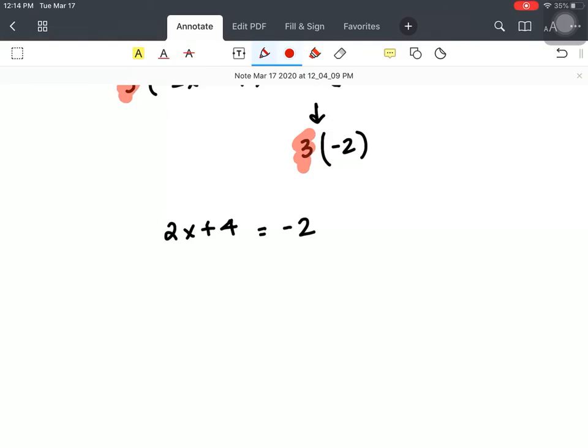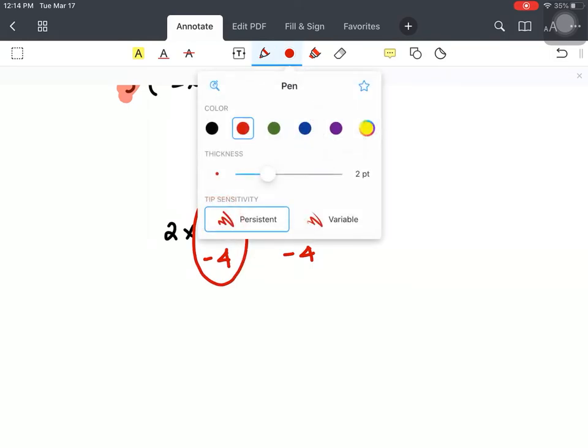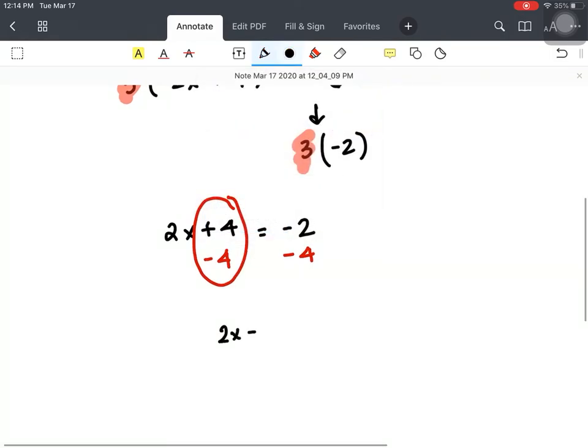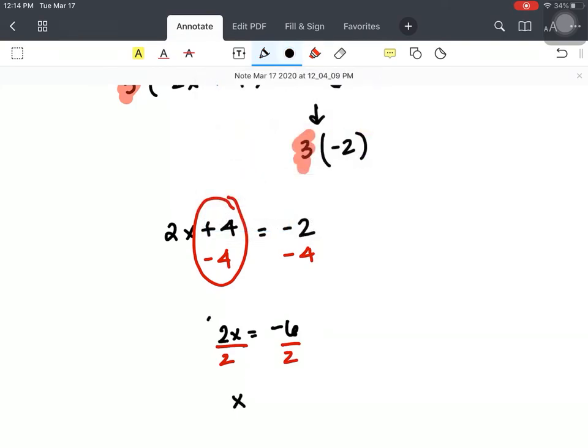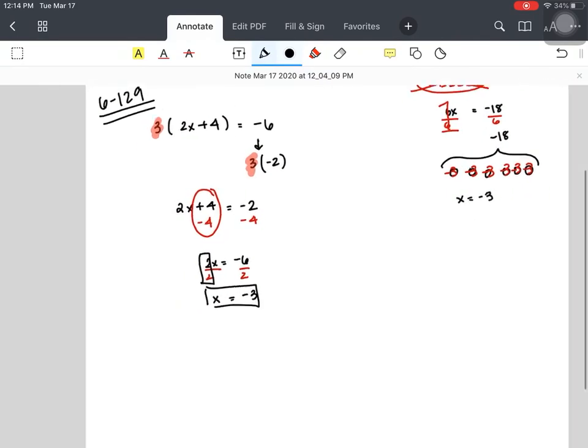Here, I can't do any 0 pairs. Bringing all of my unit tiles to one side, here is my 0 pair. I am left with 2x equals negative 6. Divide both sides by 2. This is a big 1. X equals negative 3. My answers match.